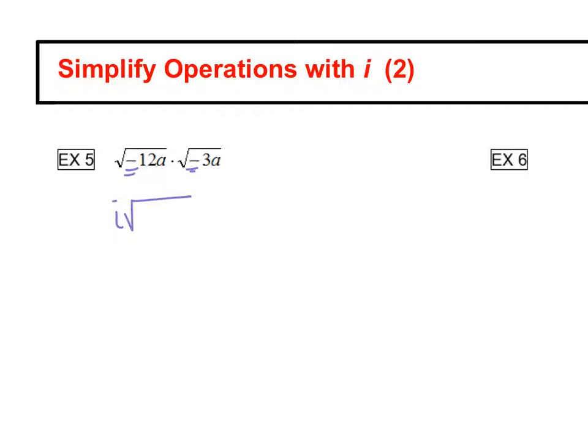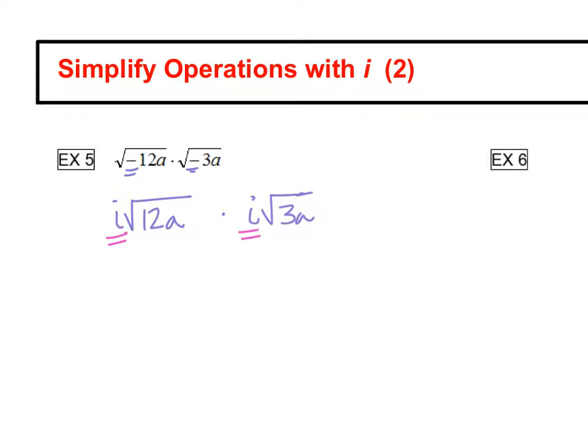I know that's going to be i times the square root of 12a times i times the square root of 3a. Alright, then we can go about this a couple ways. I mean, we could break down the square root of 12, but I know it's going to get multiplied with this square root of 3, and 12 times 3 is 36, which has a square root. So I'm just going to go ahead and skip to the multiplying.